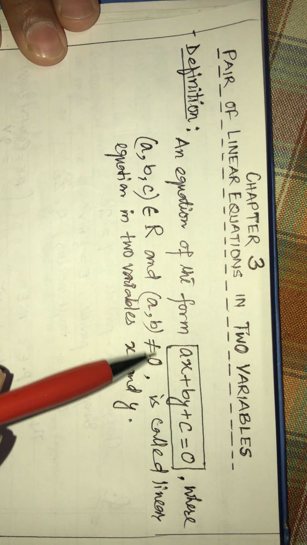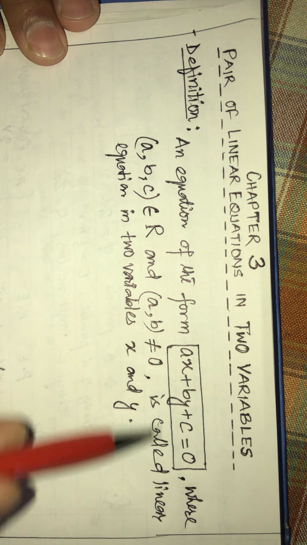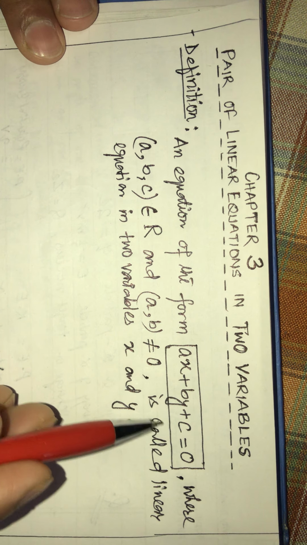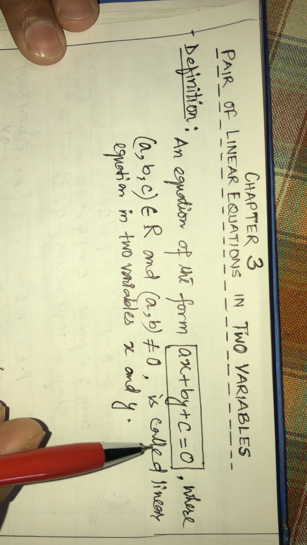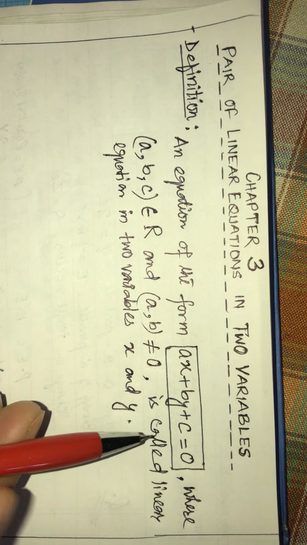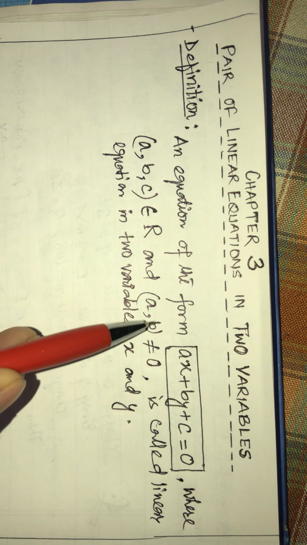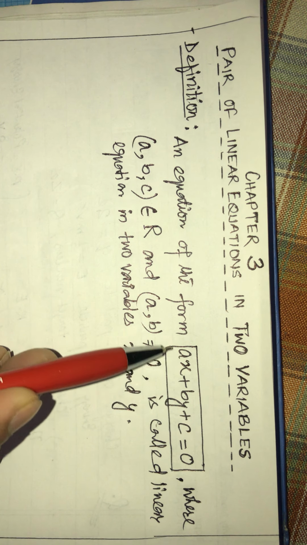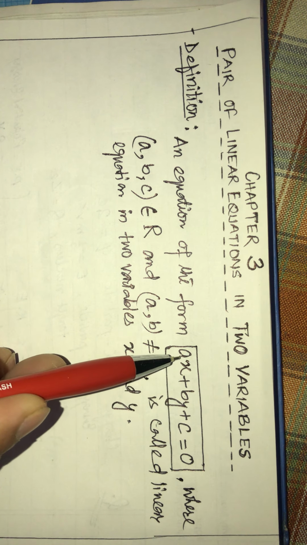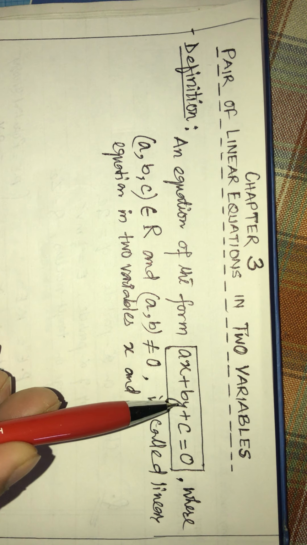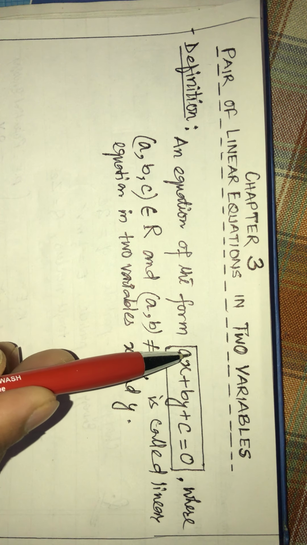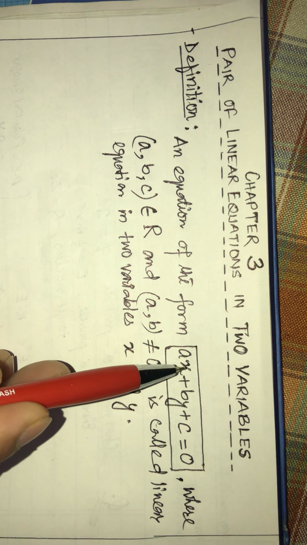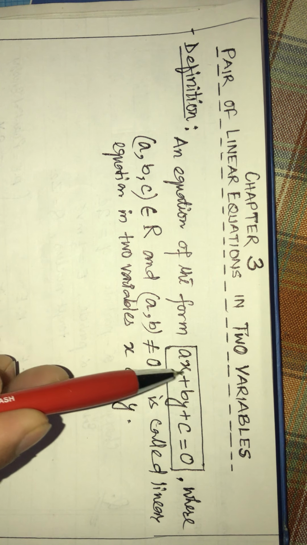Okay, so if these conditions are there, then we call such an equation a linear equation in two variables. Now let's try to know why a and b should not be 0. Why must these two not be 0? The reason is very simple. If I take a as 0, 0 into x, we know it will be 0.